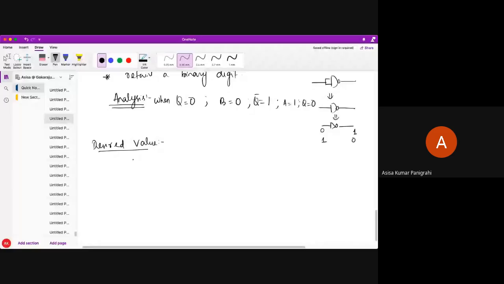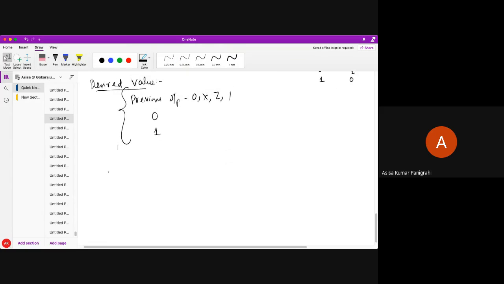What would be my desired value? My desired value, the previous value or previous output. It may be 0, it may be don't care, it may be high impedance, it may be 1. So these are my desired values. Am I correct? So can this memory element store these desired values? Because I don't know what will come in the previous output, because I am going to feed my previous output back to the input side. So in order to store this desired value, I need to make some modification to the static circuit.